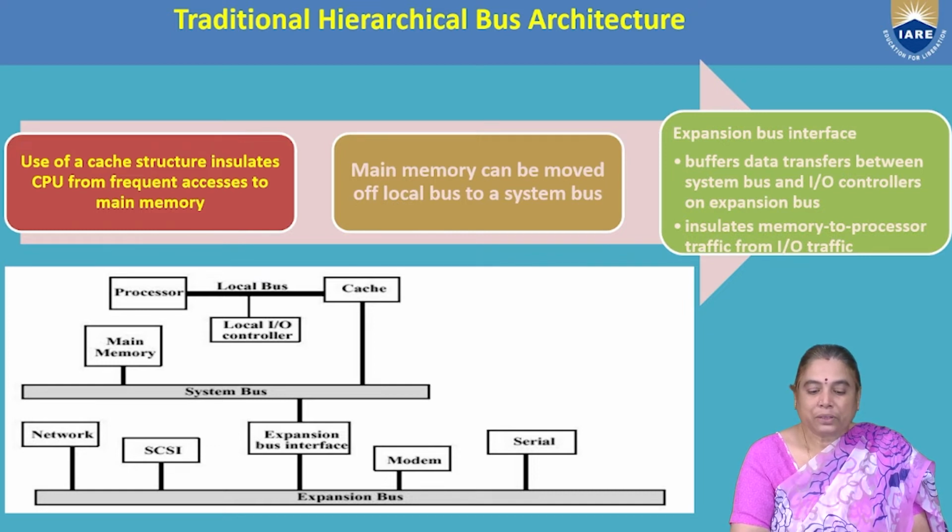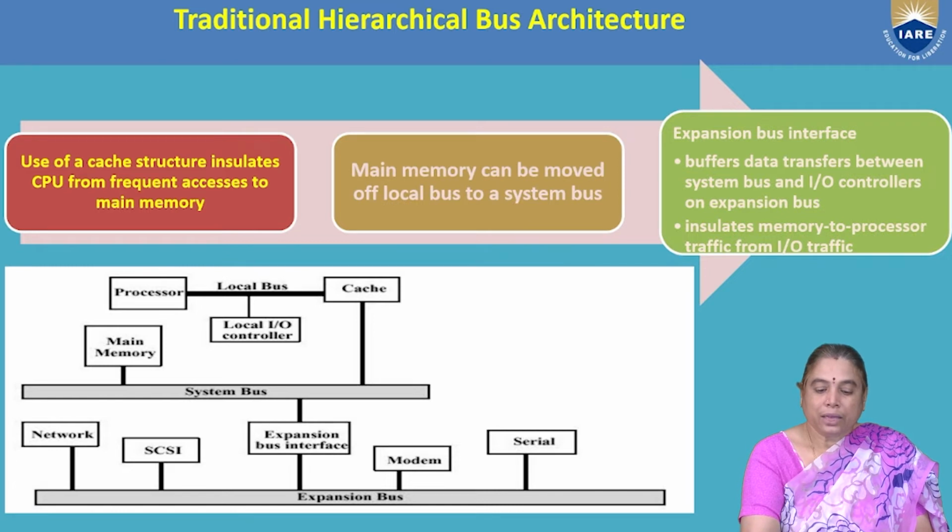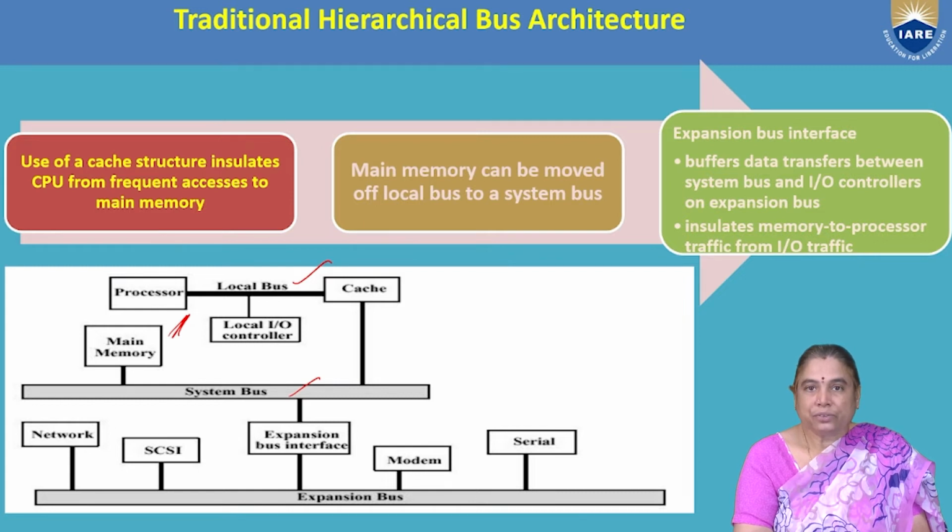By using this local bus, the cache can be insulated from the main memory traffic. So here the memory is connected with the system bus, and here the cache can be directly connected with the processor with the local bus. So here the use of cache structure insulates the CPU from the frequent access to the main memory. So main memory can be moved off the local bus to the system bus. Main memory is connected to the system bus.